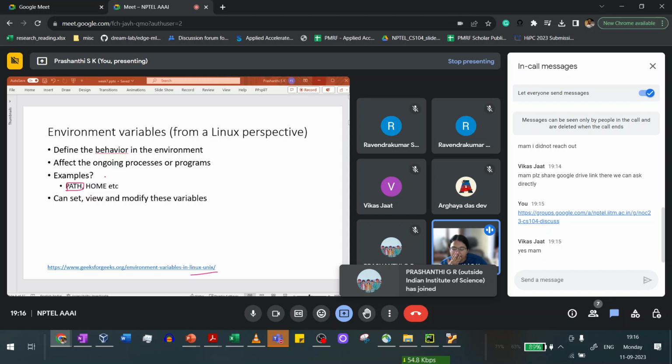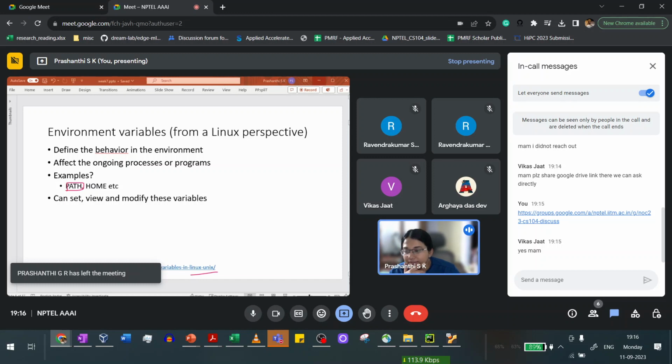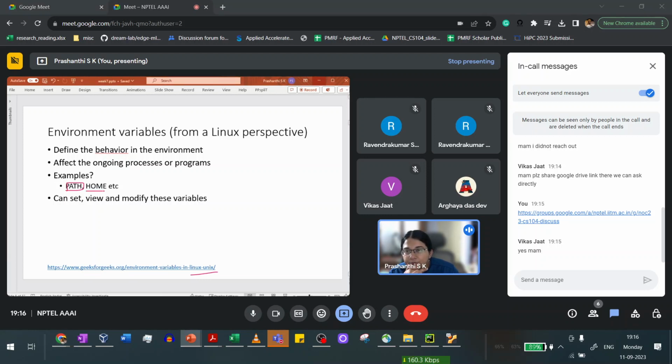Again, if you've installed a utility, you would have sometimes seen the utility asking you to add that path to this environment variable called path. That's a very common example. Similarly, you might have seen home. There are ways where you can set these variables, view them, and modify them. This will take you through some examples like that, right?